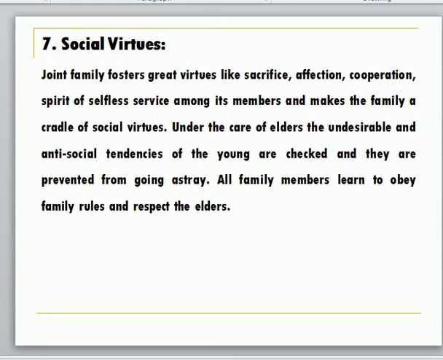Under the care of elders, the undesirable and antisocial tendencies of the young are checked and they are prevented from going astray. All family members learn to obey family rules and respect the elders.